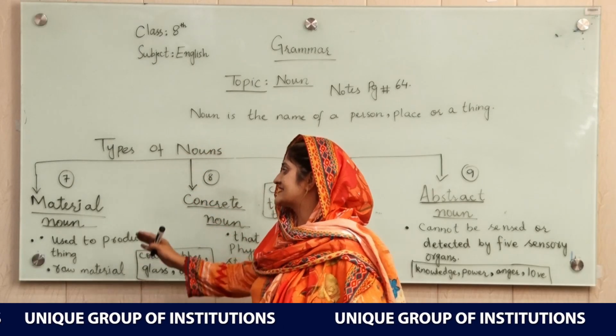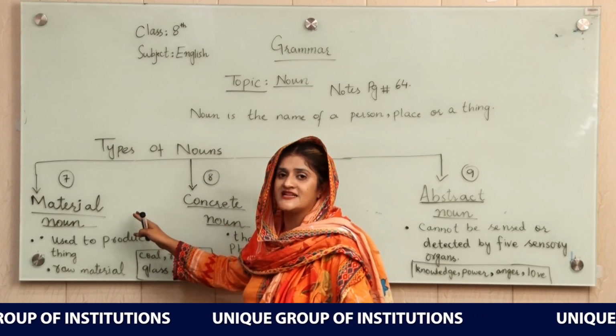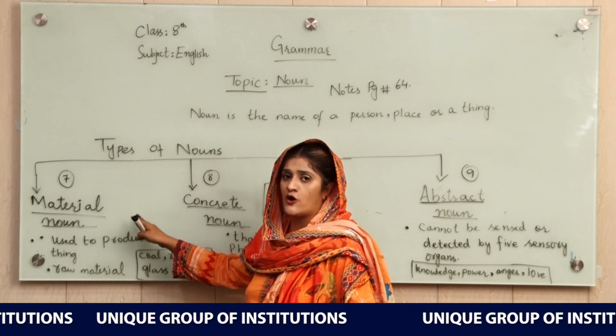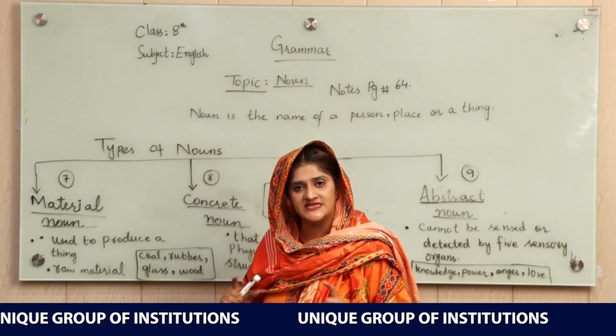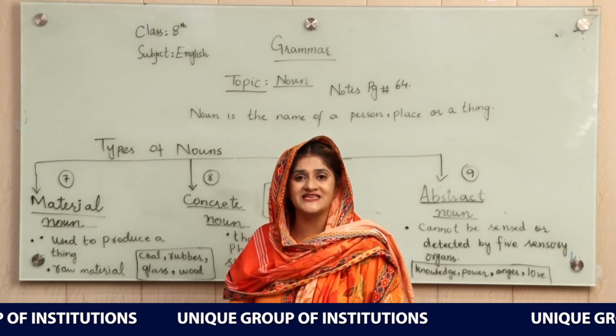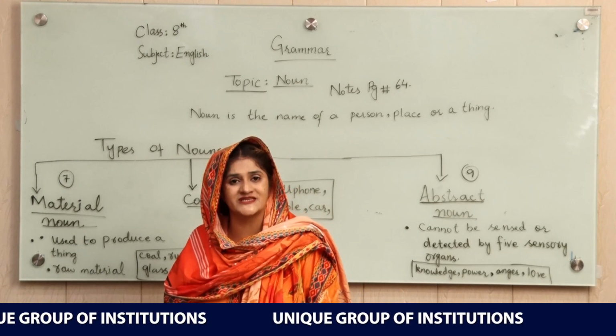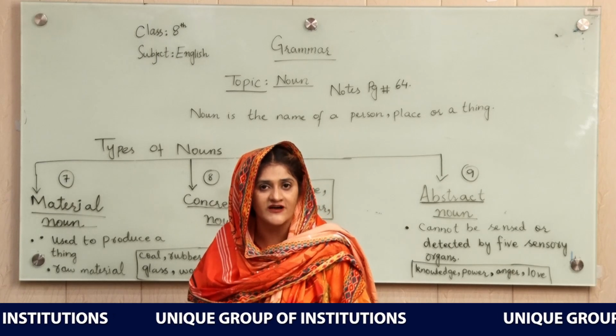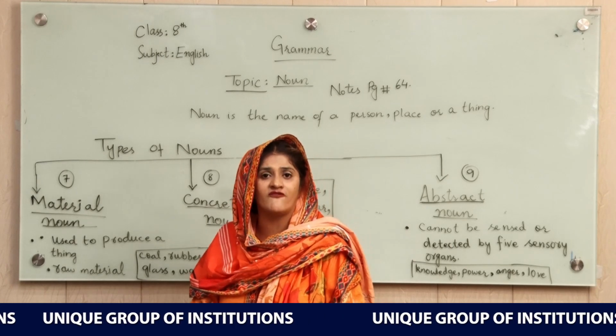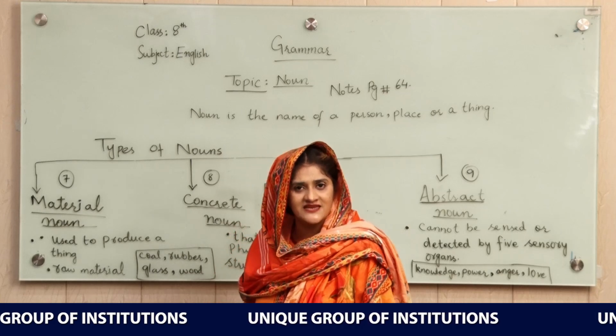Okay students, let's get started with material noun. Let me tell you something about the material noun. Material noun is something about the material. For example, this table is placed in front of me. I can ask myself what it is made of, and I can simply answer that it is made of wood. So I am telling you the material.